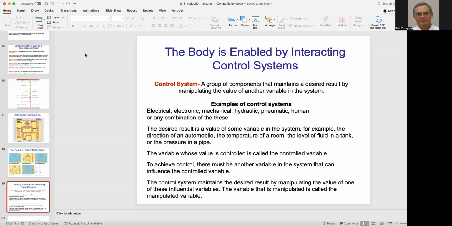As I've already discussed, we have to have homeostasis. That means we have to have a variable. The variable has to be measured, and it has to be controlled. So that's a control system in its simplicity. Let me give you some examples, going outside of the body: electrical systems, electronics, mechanical, hydraulic, pneumatic. All of these can be control systems.